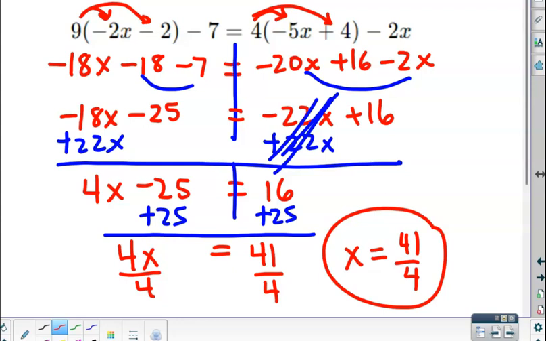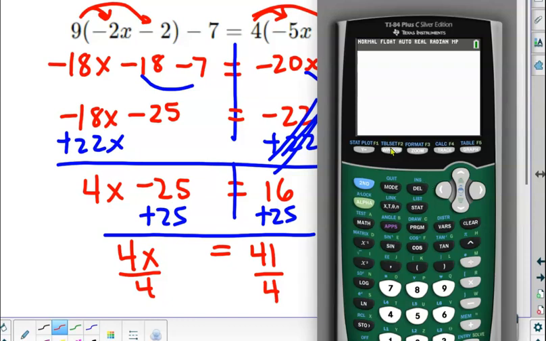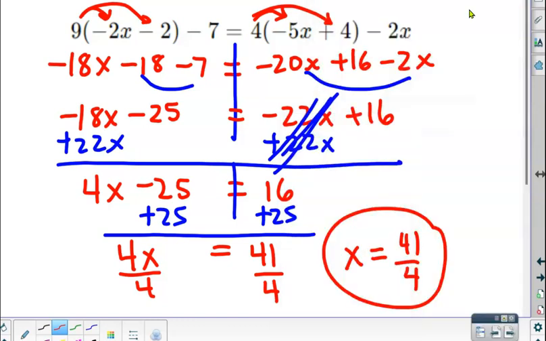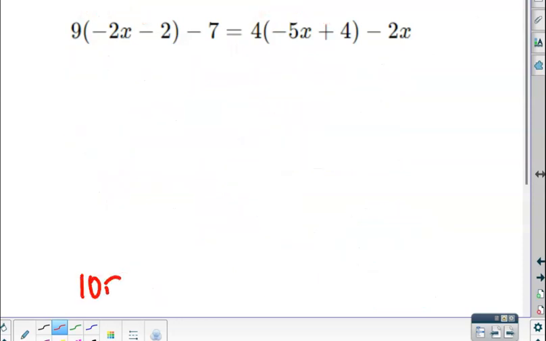Now I need to check my math. 41 divided by 4 does have an even denominator, so I'm going to check to see what the decimal looks like. 10.25. All right, that's not so bad. So what I'm going to do is take that 10.25 and substitute it in for the parentheses, for the variable here.